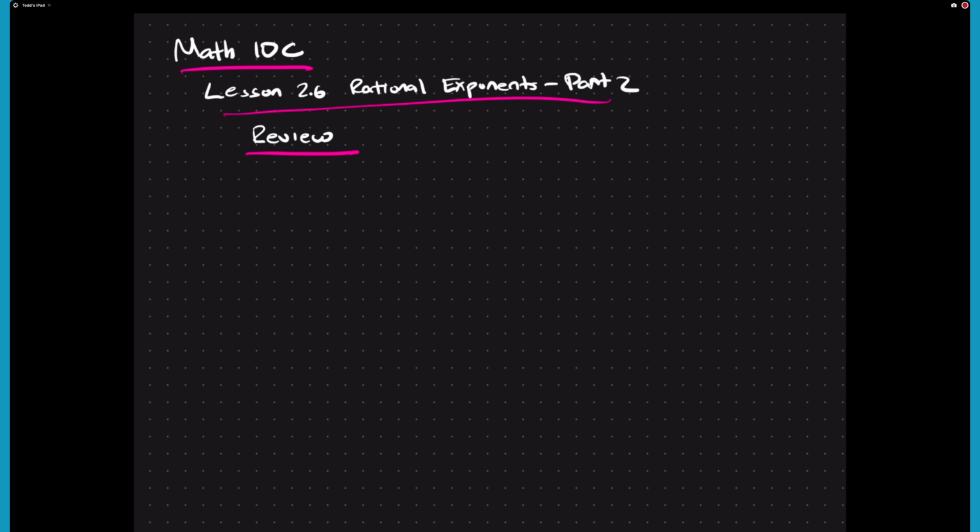First we're going to start off with a little bit of review. When we have x to the m times x to the n, what is that equal? Well, it is x raised to the power of m plus n.